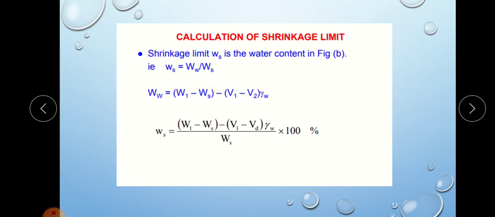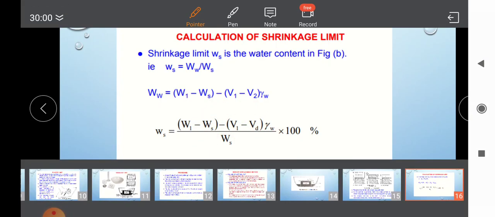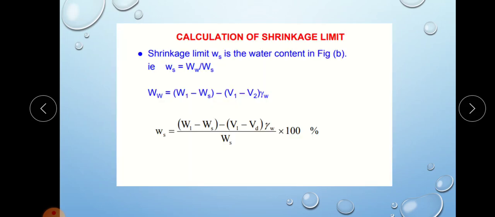Water content means weight of water by weight of solid, so this is the equation for calculating the shrinkage limit. This is the procedure for calculating the shrinkage limit in the laboratory. With this, the three experiments to find the liquid limit, plastic limit and shrinkage limit are over. Thank you.